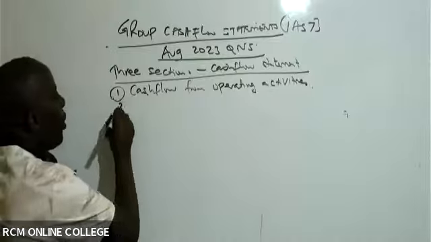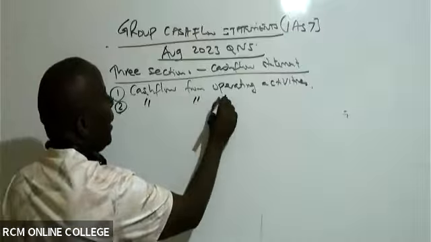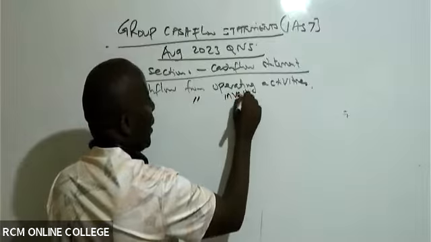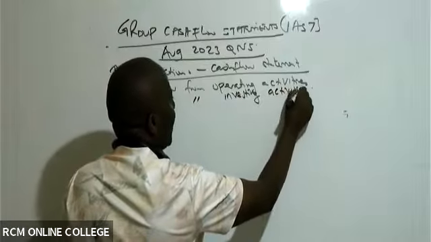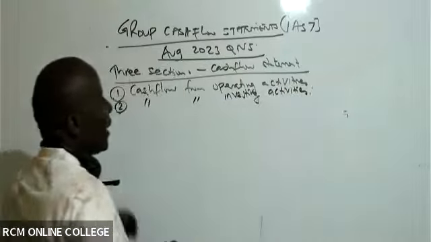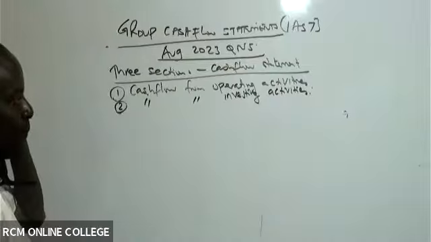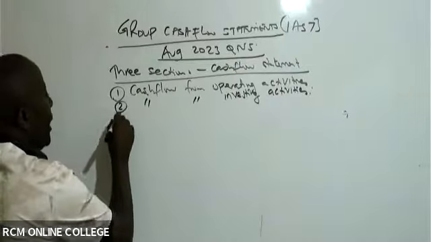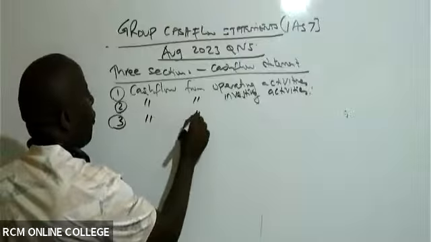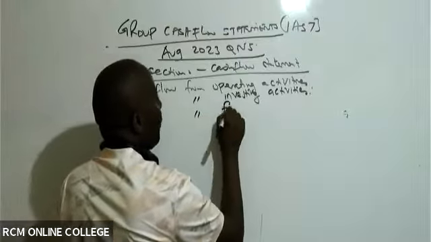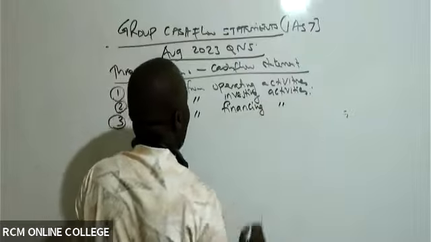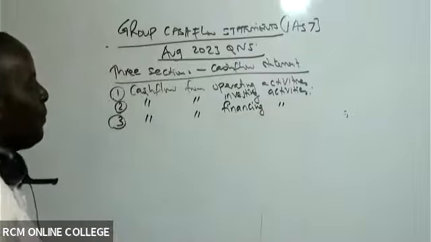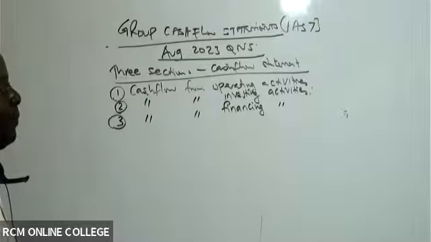Then number 2, we shall have cash flow from investing activities, very, very important. All right. And then number 3, lastly, we have cash flow from financing activities. Very, very important.